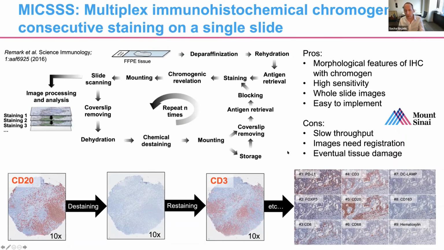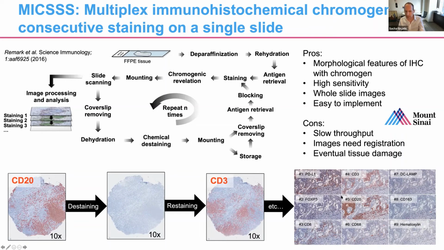It can be done in a whole image, which is quite nice. And it's easy to implement because you really don't need much instrumentation other than a slide scanner. And if you want to do it for the staining itself, an auto stainer. The drawbacks, again, is that it's a bit slow throughput because you have to do these consecutive stainings.